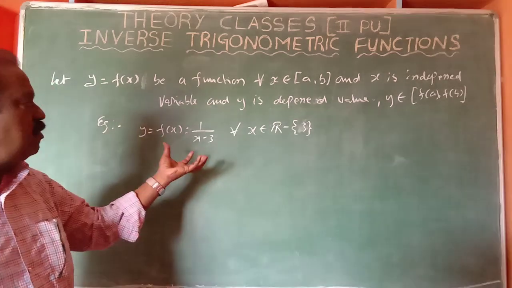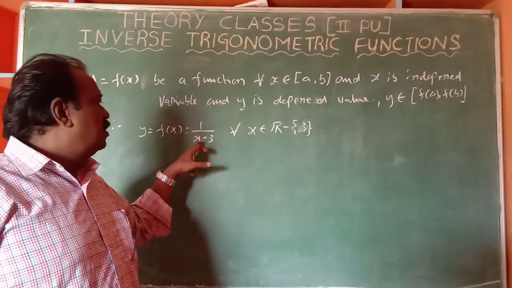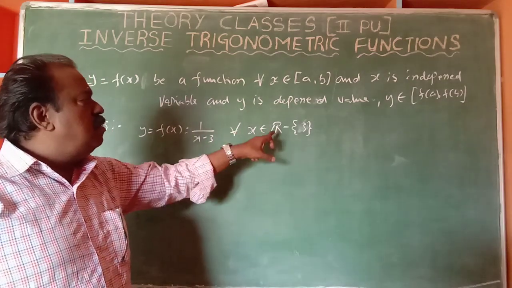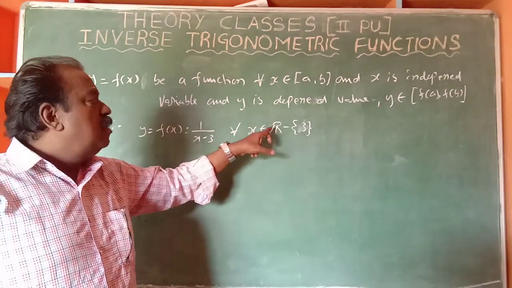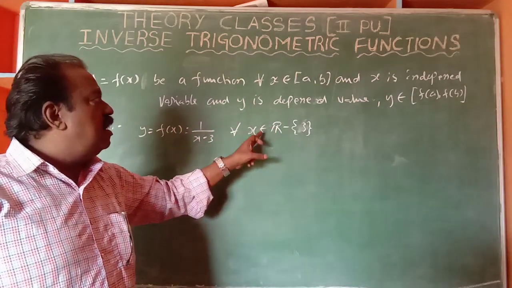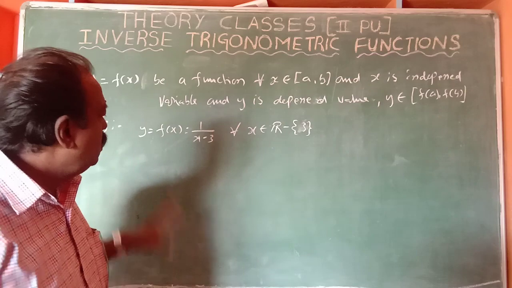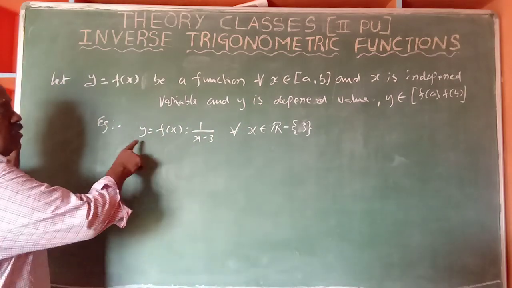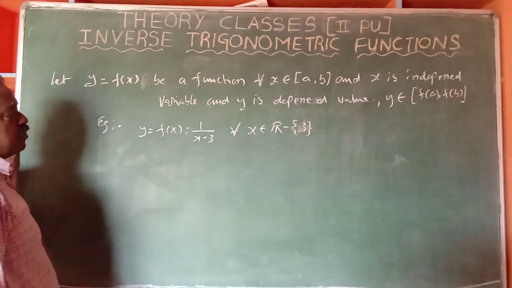So the set of values other than x is equal to 3, the remaining all values in the set capital R, meaning the real number set. So this is the domain. Okay now, like this. And you see, this is directly the function.